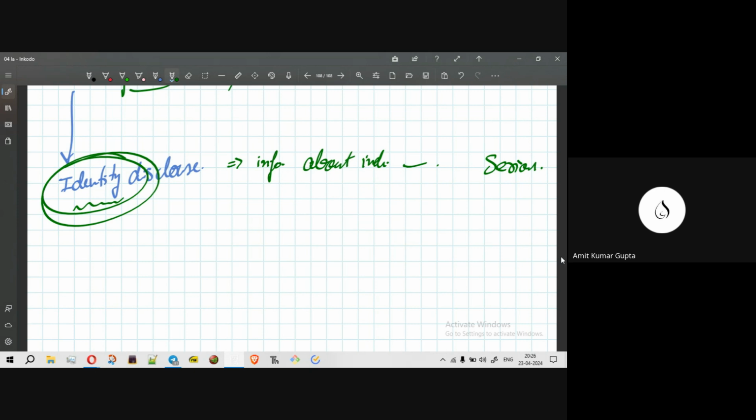Okay, so there are three major types of threats categorized for the purpose of studying anonymization. Is it clear or not? Just take a look.